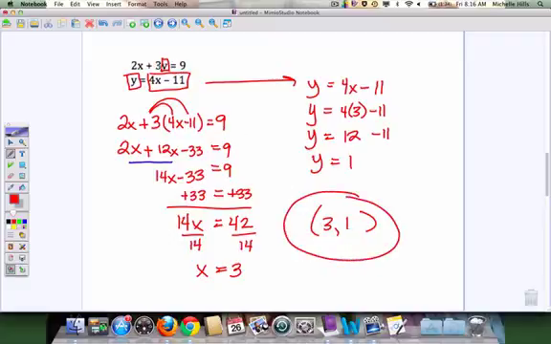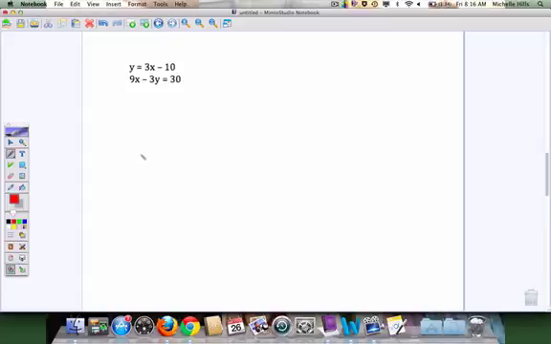I'm going to do a quick check using my calculator in the other equation. 2 times 3 plus 3 times 1. Well, 2 times 3 is 6. 3 times 1 is 3. 6 plus 3 is 9. So that is the point of intersection.